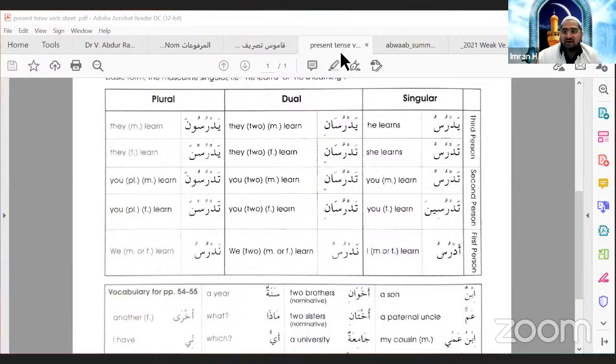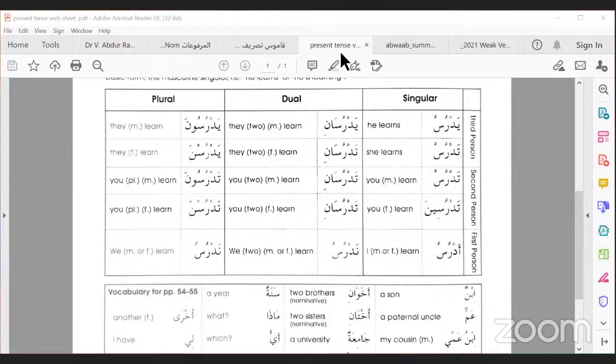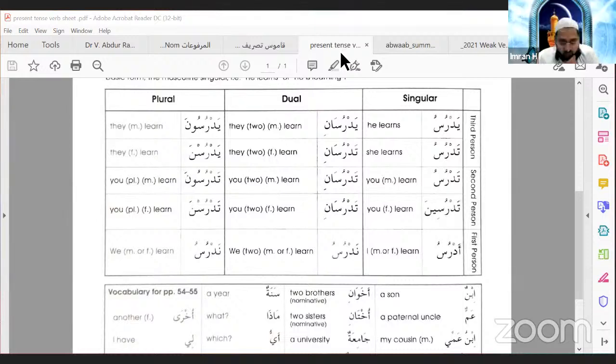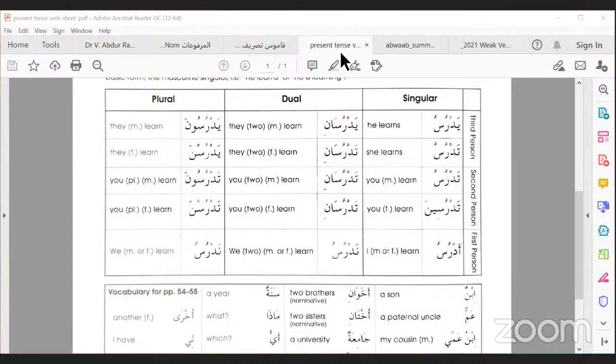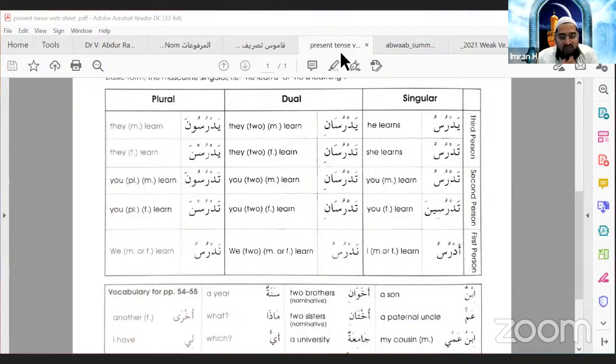Okay, right. They all females learn. تدرسان. They all males learn. تدرسون. Yadrusuna, yeah. We learn. ندرس. Nadrusu. You, one female, learn. تدرسين. Correct, Talia. Tadrusina. Correct, Sister Talia. That was correct. Tadrusina.